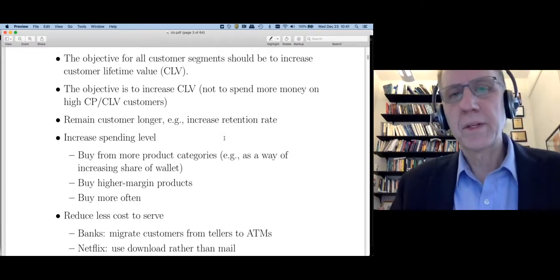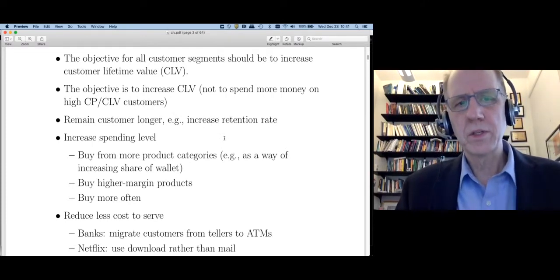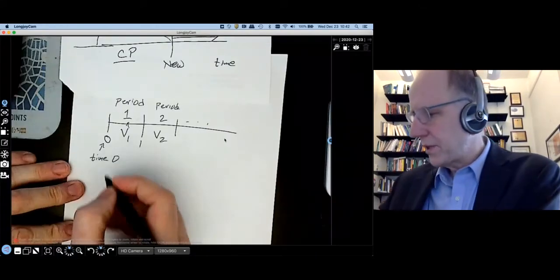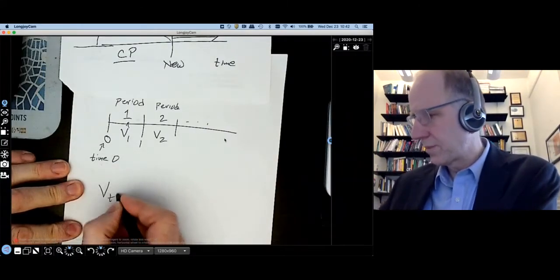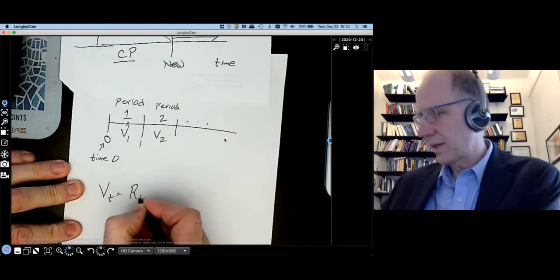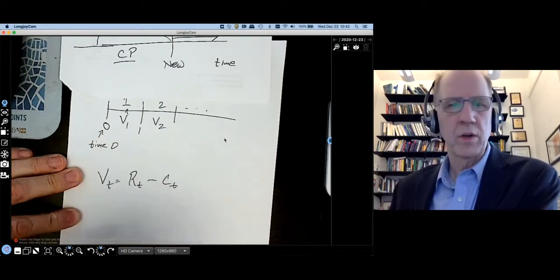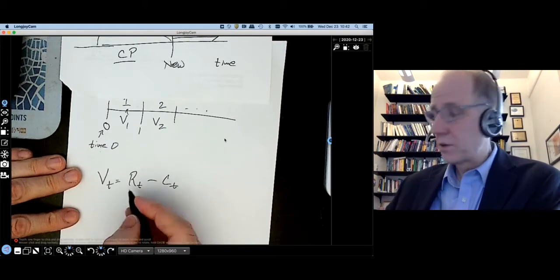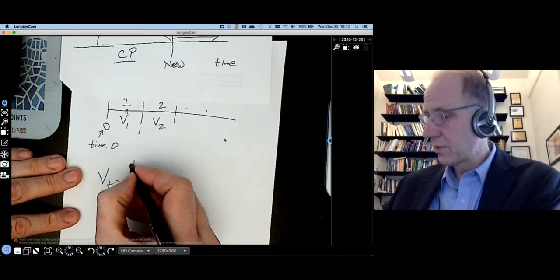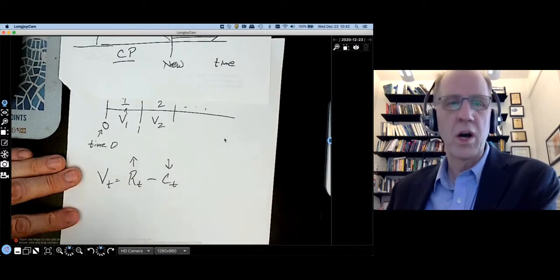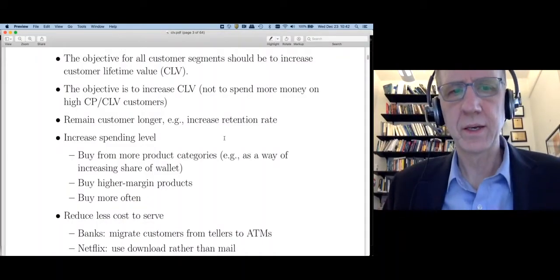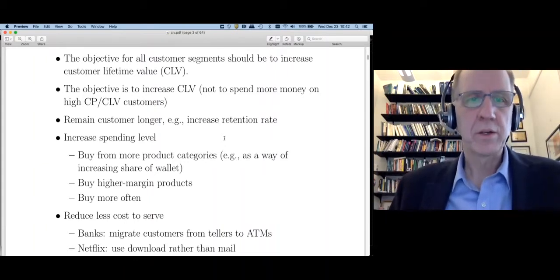Another set of things that you can do are to focus on spending levels. We can think of V sub t as the revenue at time t minus the relevant costs at time t. So another thing that we could do is either increase the revenues or decrease the costs. So let's just go back to my course packet and think about how to increase revenue.